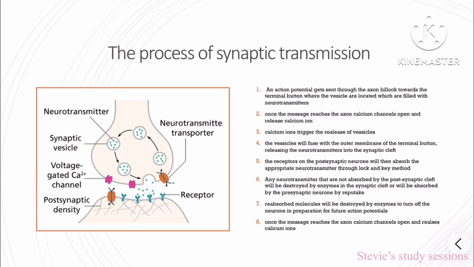Now that is a lot to remember, and it was a lot of information, so here's the important things. An action potential reaches the synapse. That leads to the release of calcium. The release of calcium leads to the vesicles being opened on the presynaptic neuron, which leads to them going across the synaptic cleft, which leads to them getting absorbed by the receptors on the postsynaptic neuron.